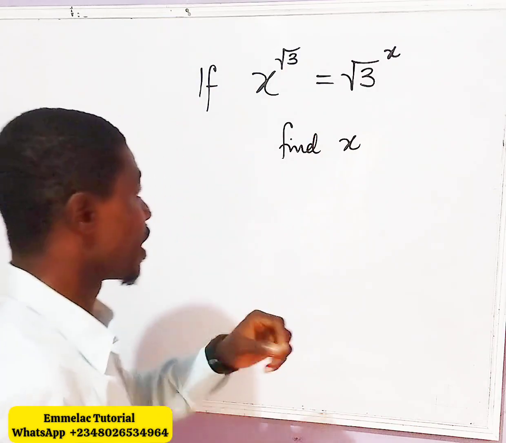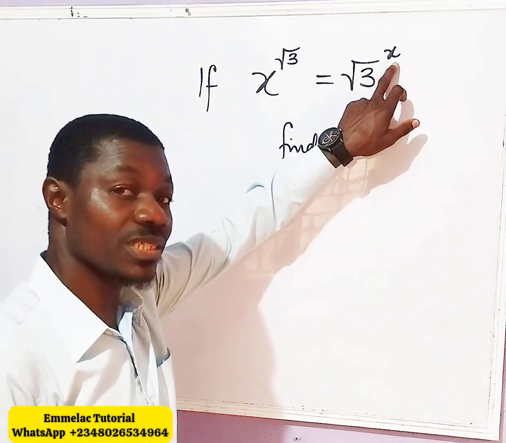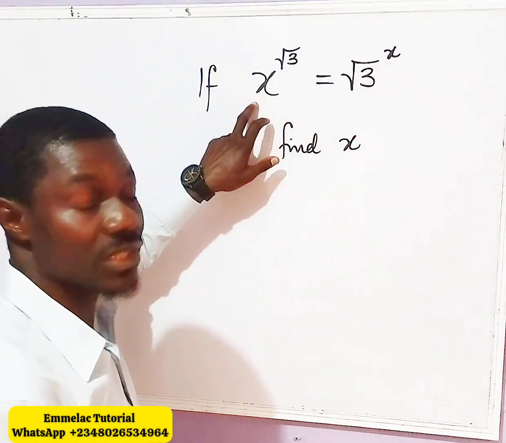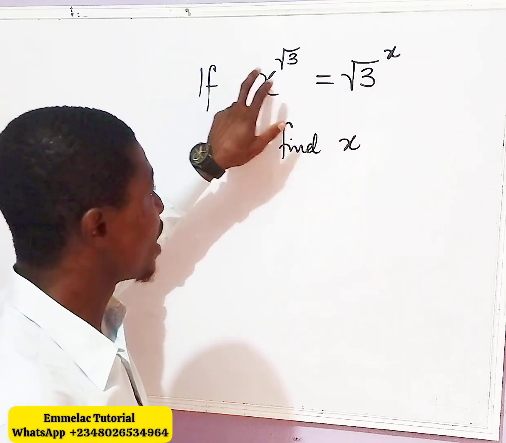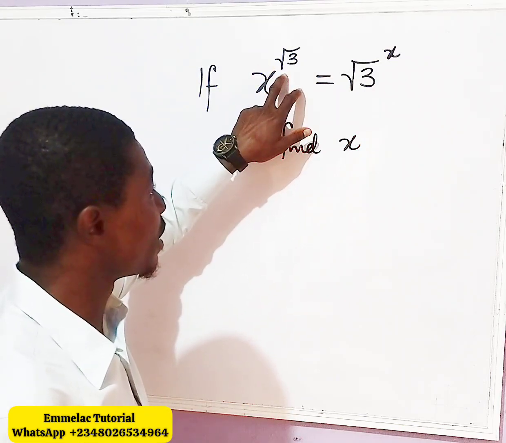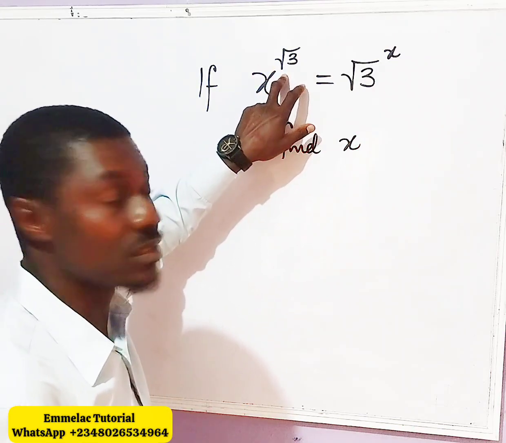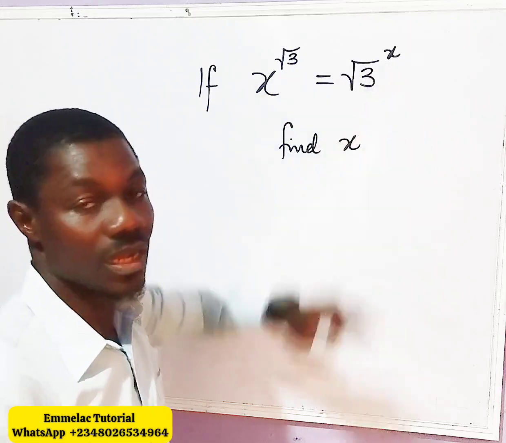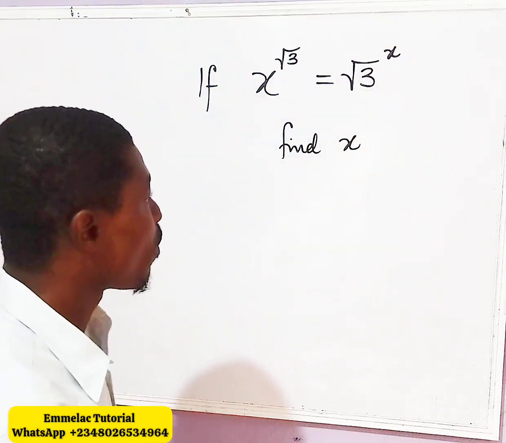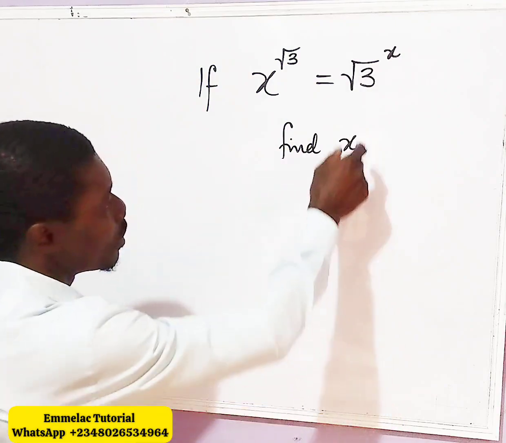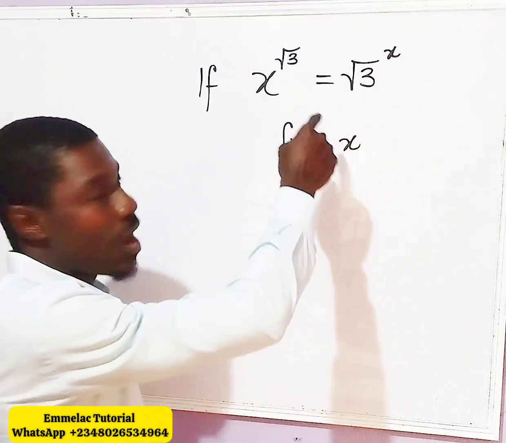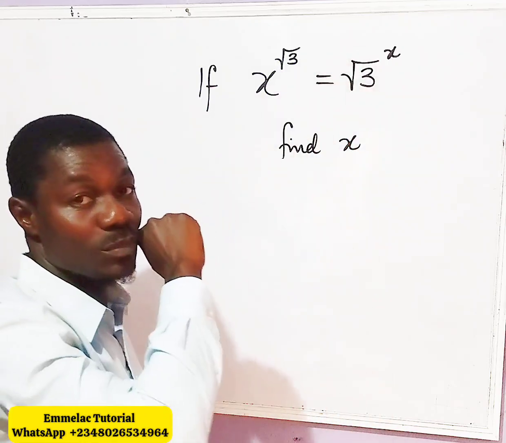What you just need to do here is to bring this exponent of x, reconcile it with that of the base, and bring the exponent, the square root of 3, down to the right hand side. So what we just need to do is to raise both sides by the reciprocal of each of the exponents.